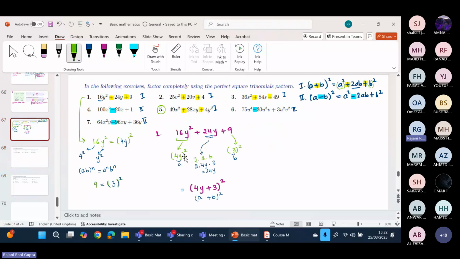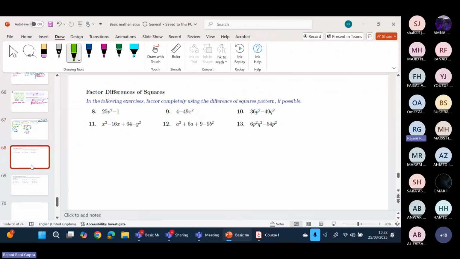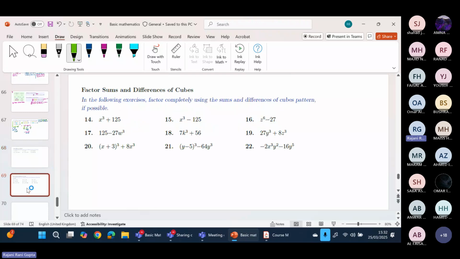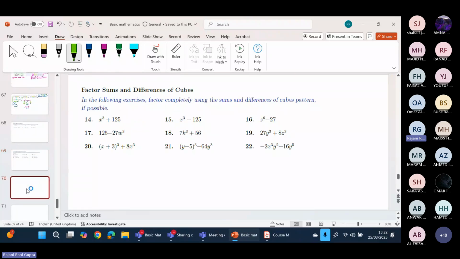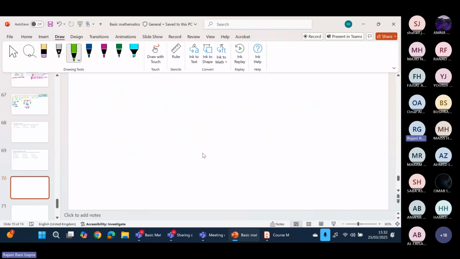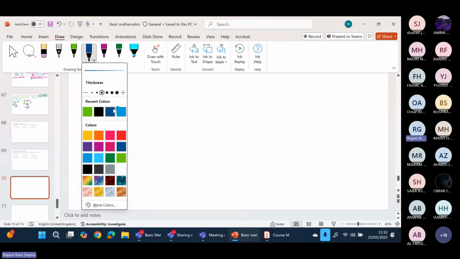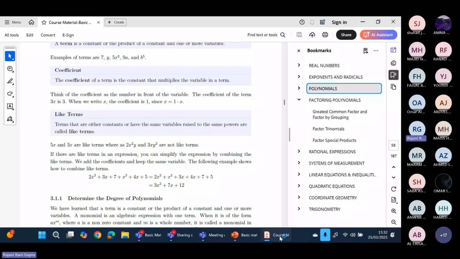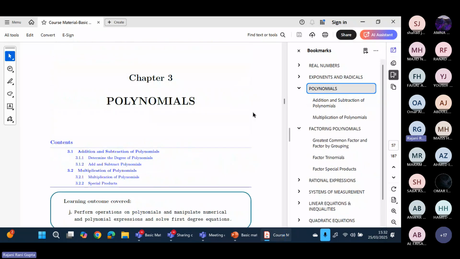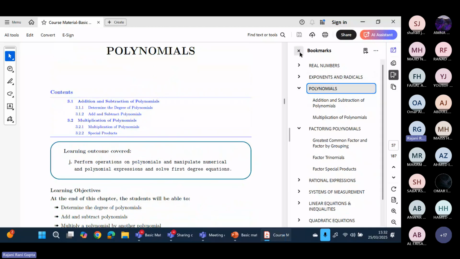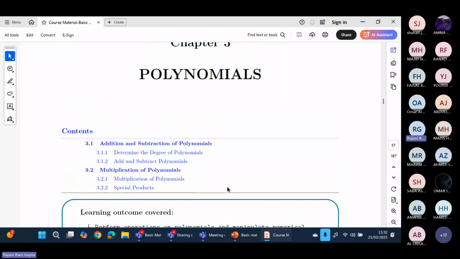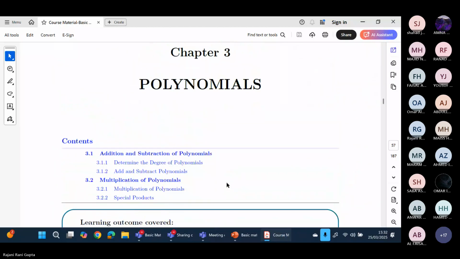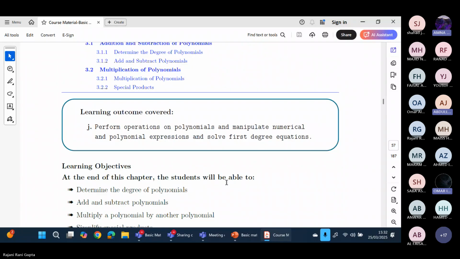But I hope you got the idea of this term. Okay. So let me now start review, because I thought of doing these questions as well, but no worries. Let's review. So reviewing chapter number 3. If I open chapter 3, polynomials. I hope you can see my screen. Yes, yes.